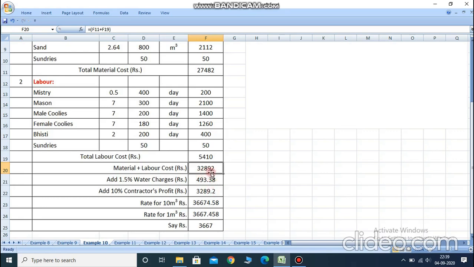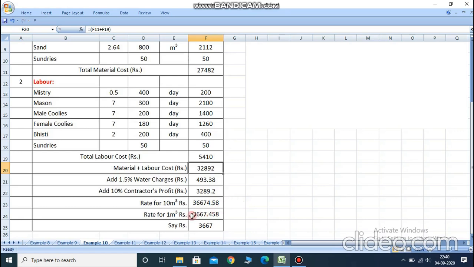So 32,892 multiplied by 10%. So 3,289.2 is the contractor profit. So the summation of 32,892 plus 493.38 and 3,289.2. So the summation of all these three values is 36,674.58 rupees, the total answer for the 10 meter cube brickwork.